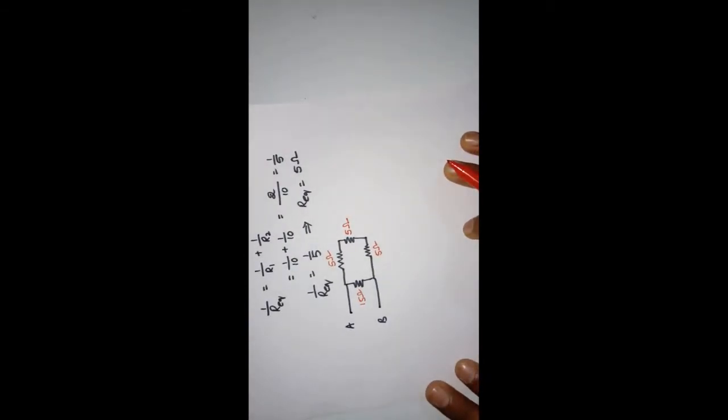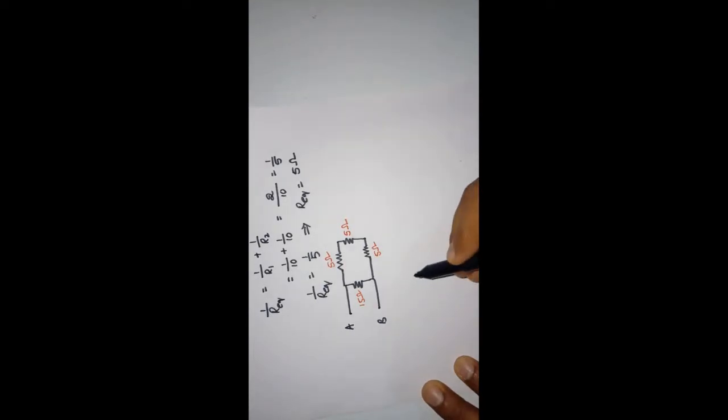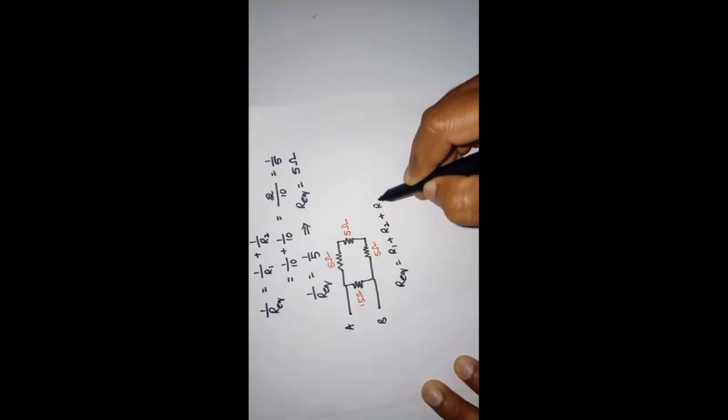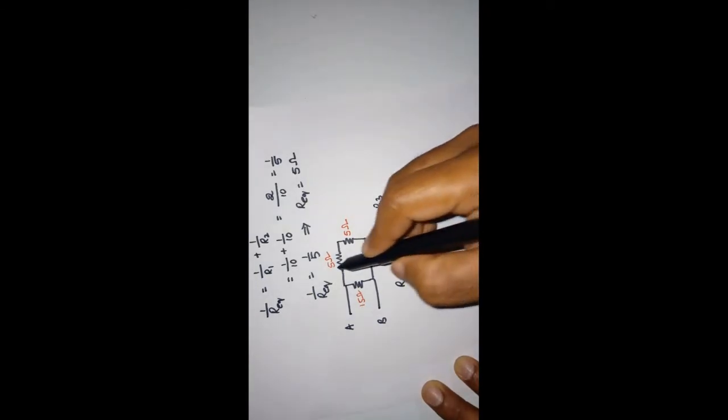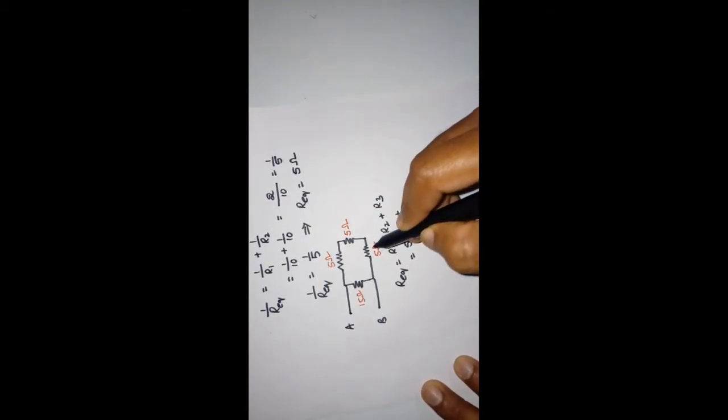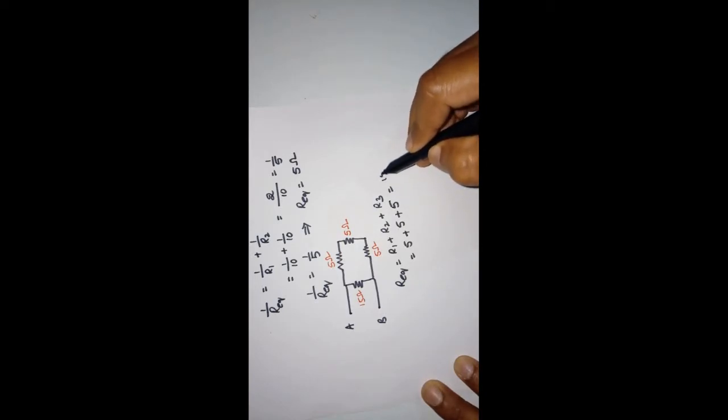And now we need to find the equivalent resistance of this part. If you observe carefully, these three resistors are in series combination, so let us find it. R equivalent is equal to R1 plus R2 plus R3. Substituting the values: 5 ohms plus 5 ohms plus 5 ohms again. So the total value becomes 15 ohms. Now the circuit will change like this.